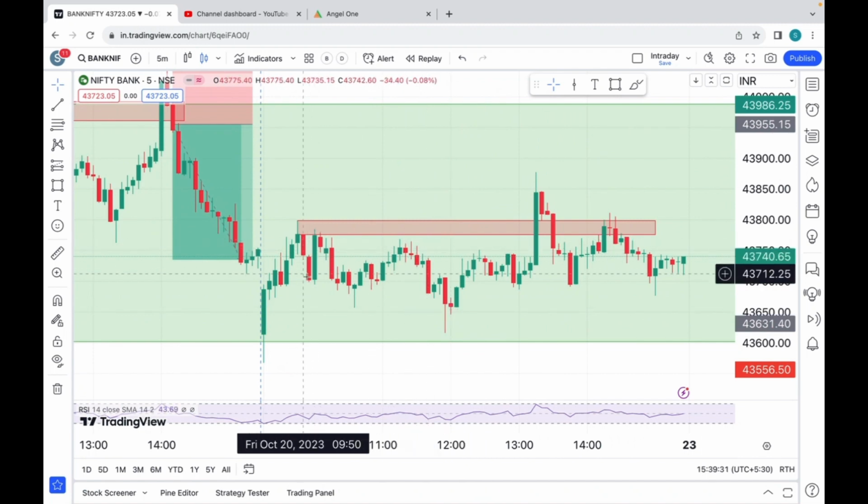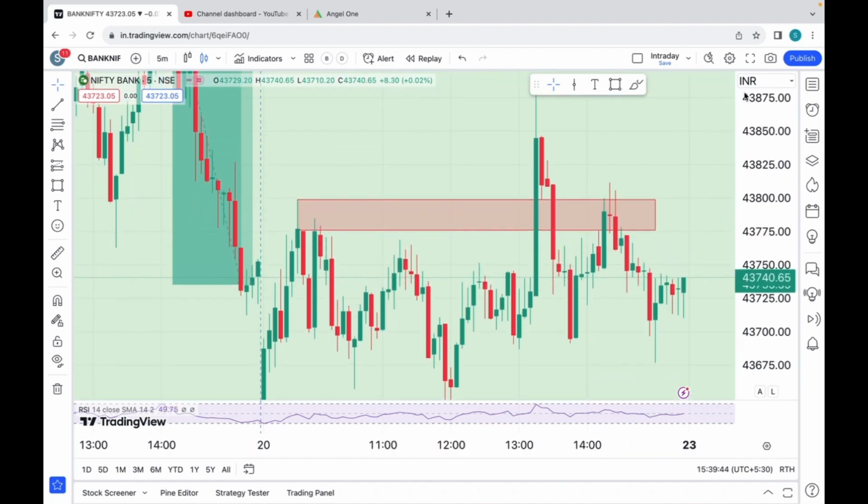So now you see what has happened when the prices came back into this area. When prices came to this area for the second time, it has formed an inside candle. Okay, let me show you that in detail.